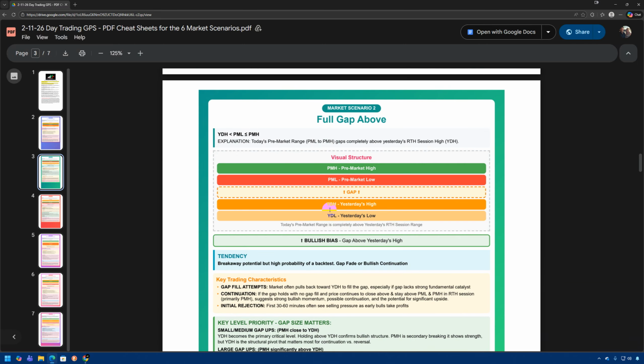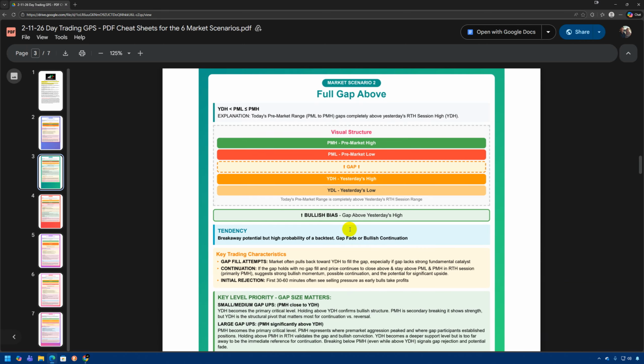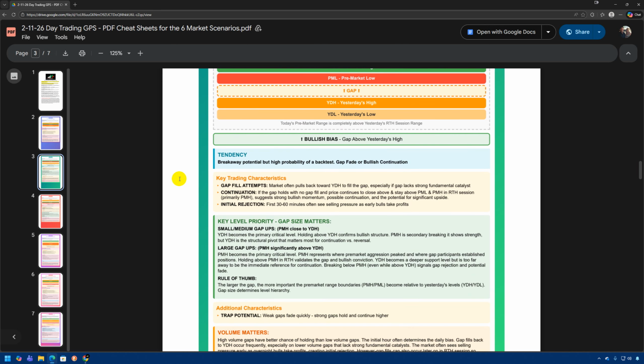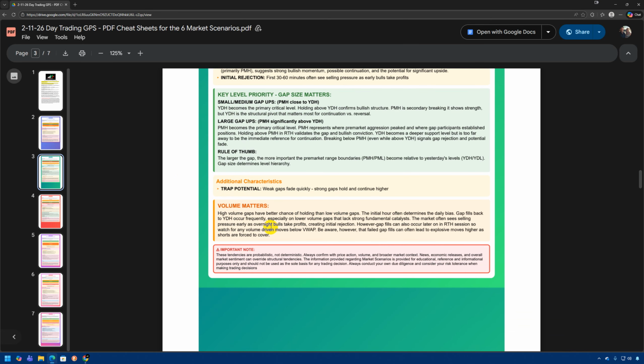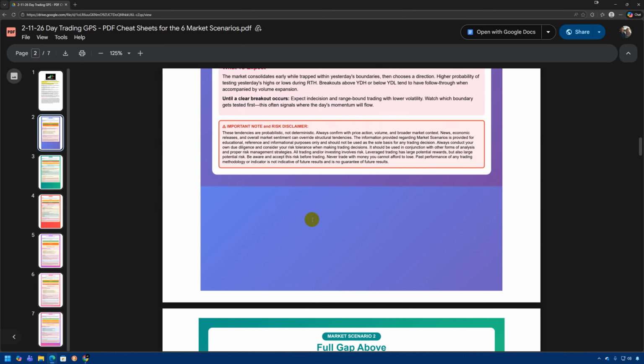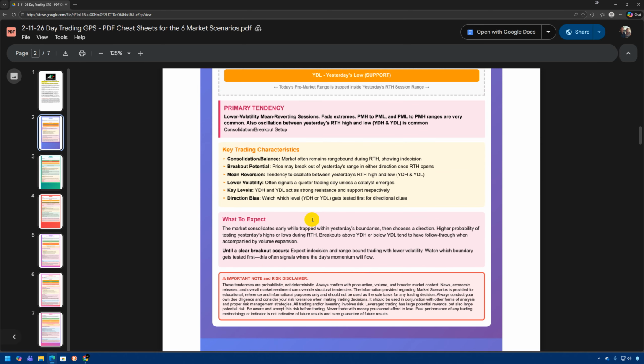And basically, a lot of these follow the same structure. Visual explanation, visual structure, tendency, key trading characteristics. In this case, key level priority with this particular market scenario is an expanded session here. Additional characteristics and some additional tips here. We'll go back to this one here.